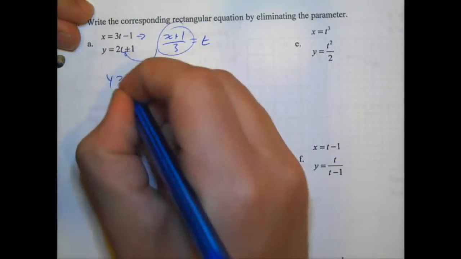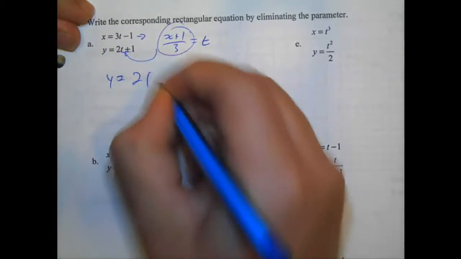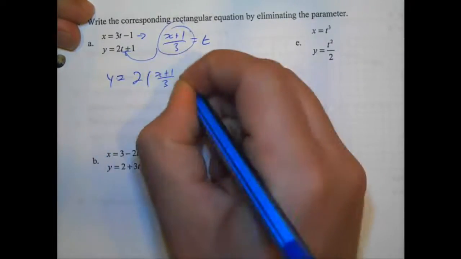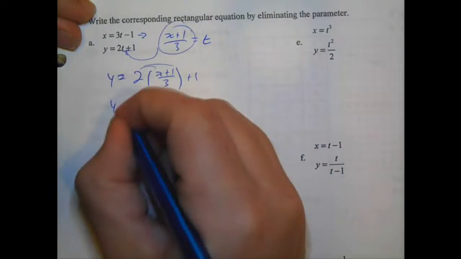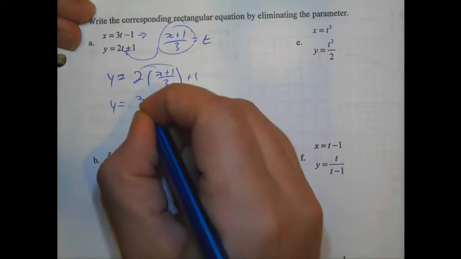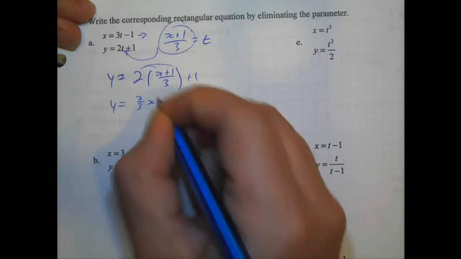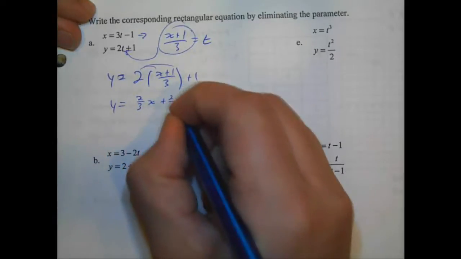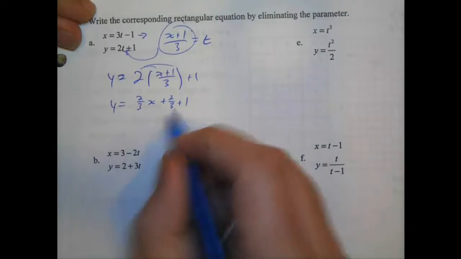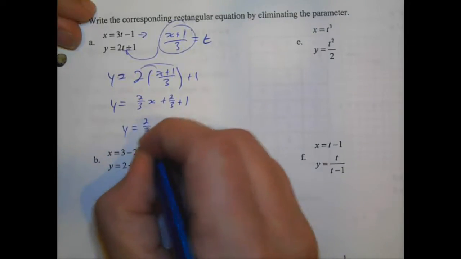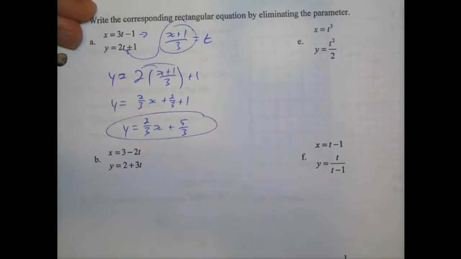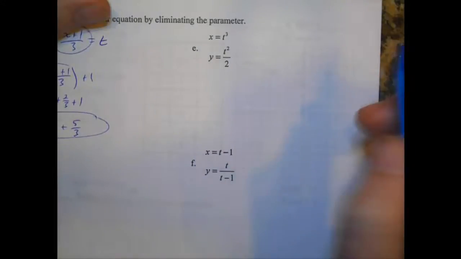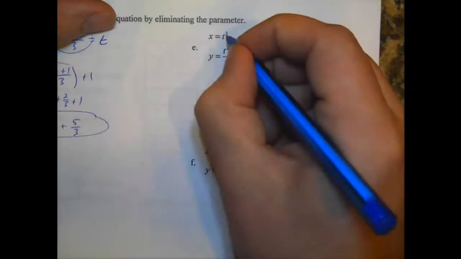So you have y equals 2 times (x plus 1 over 3) plus 1. If you distribute the 2, this is y equals 2 thirds x plus 2 thirds plus 1. So that will be 5 thirds. So y equals 2 thirds x plus 5 over 3. Happy day.